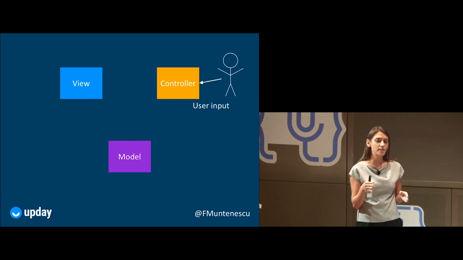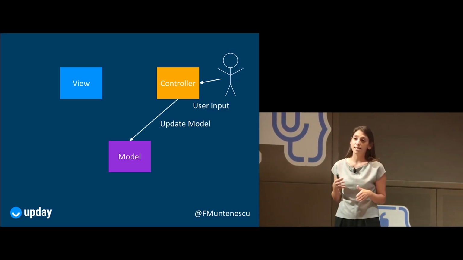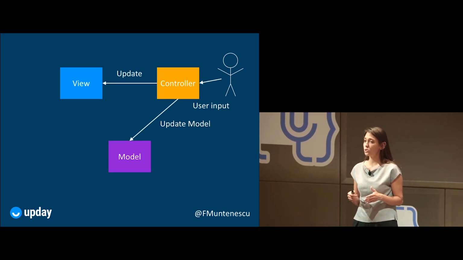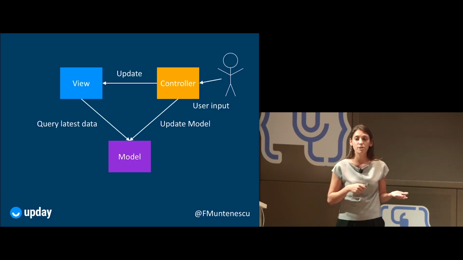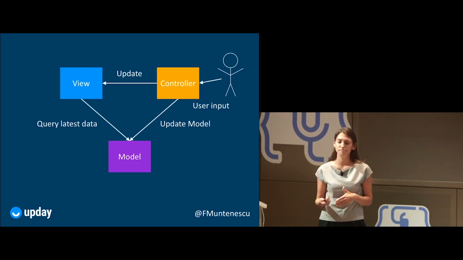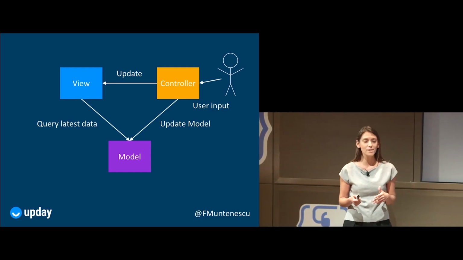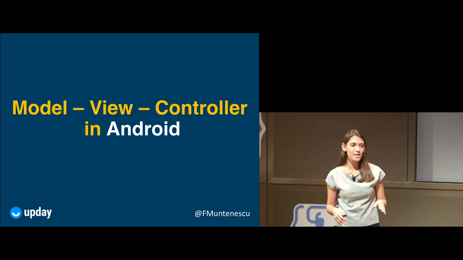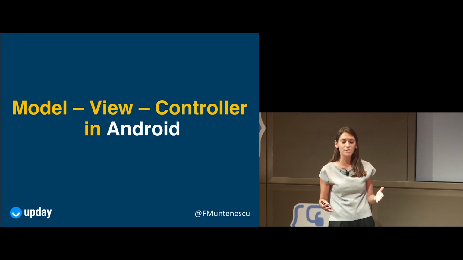So the controller is the one that gets the user input. Then it updates the model. Once the model has been updated, the controller will tell the view that it should update. And then the view will request the latest data from the model and display it. Well, that sounds pretty good. Things seem separate. Well, I remember around 2011 when I had my first Android interviews that I was asked, so how do you apply model view controller in Android?